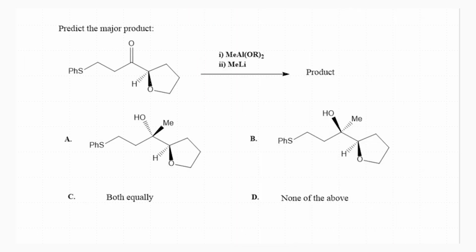In the next question, we are going to look at a situation where we want to predict the major product again. So here it's a very, very similar question. You're adding a methyl aluminum derivative, then the second step is the addition of methyl lithium as a second additive. Now, in order to address this question, again, I would assign R and S, which I'm not doing over here, so you should assign it.